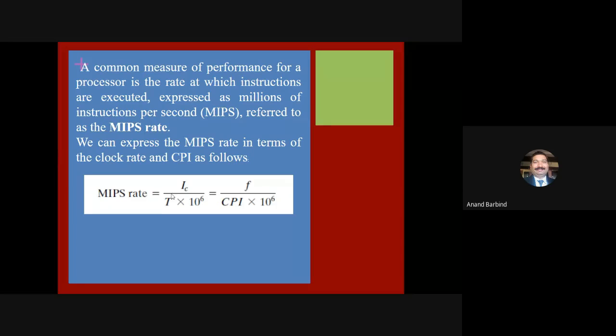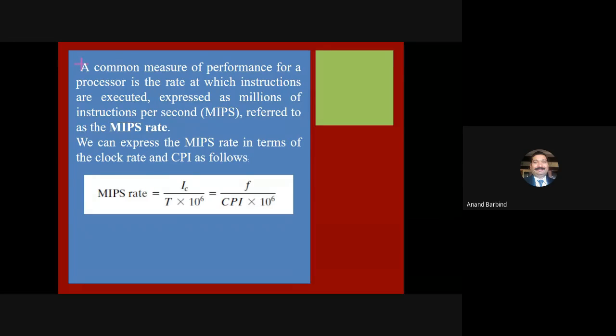So this is one way to compute that. Another way is to compute that particular factor from the CPI of that particular computer. F is the clock frequency, so the clock frequency of that particular computer divided by CPI, where CPI is the overall CPI times 10 to the power 6. This is how you can calculate the MIPS rate, that is, million instructions per second.